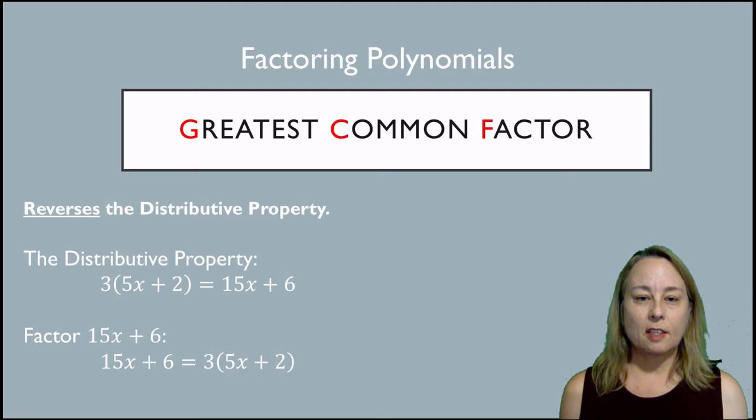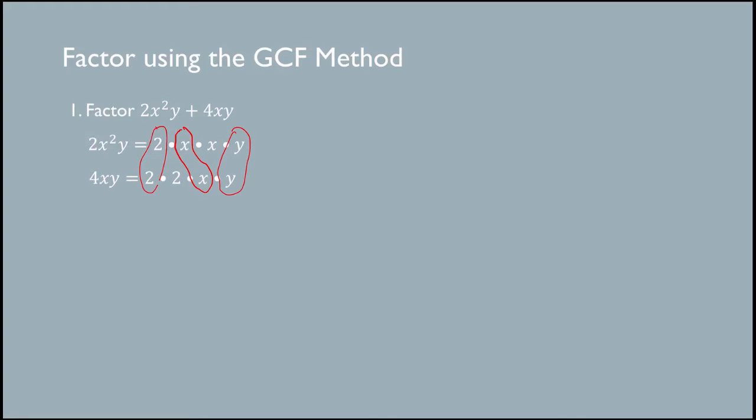How do we factor using the GCF method? It's easy. I'll show you how. Let's take an example. Factor 2x squared y plus 4xy. Each term has factors, and we want to break down each term into its product of factors and look for common factors. Between 2x squared y and 4xy, 2 is a common factor, x is a common factor, and y is a common factor.